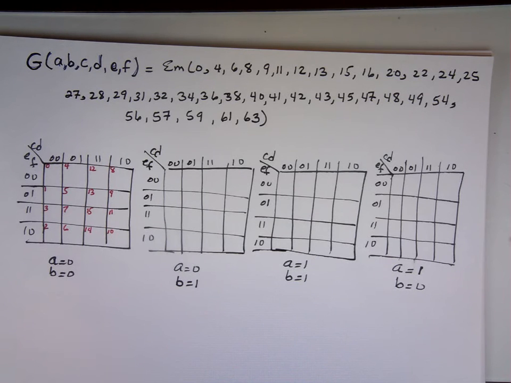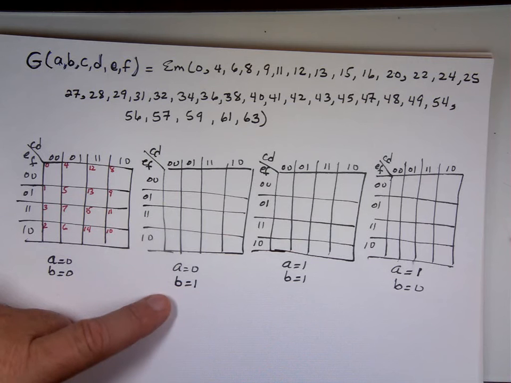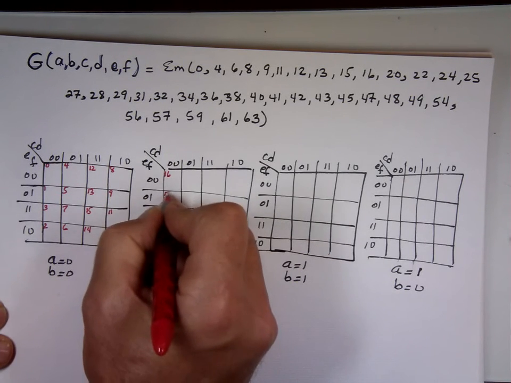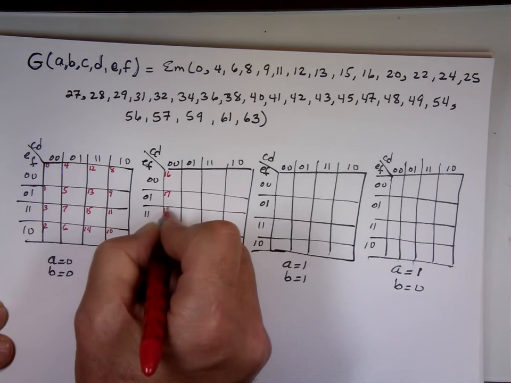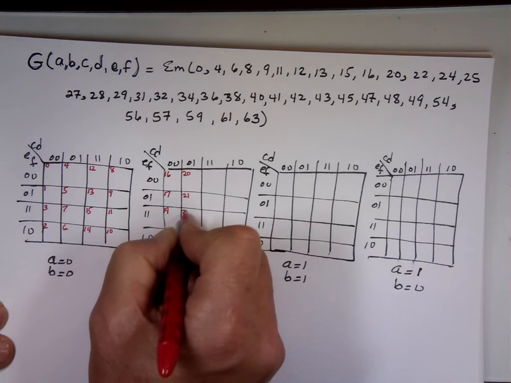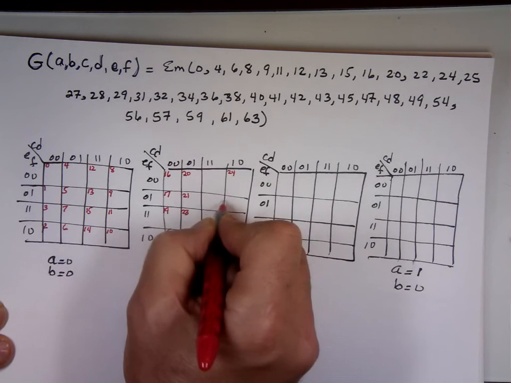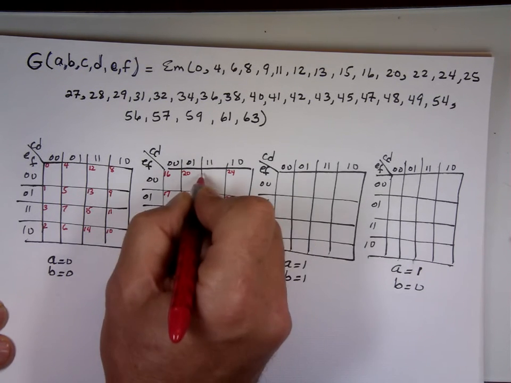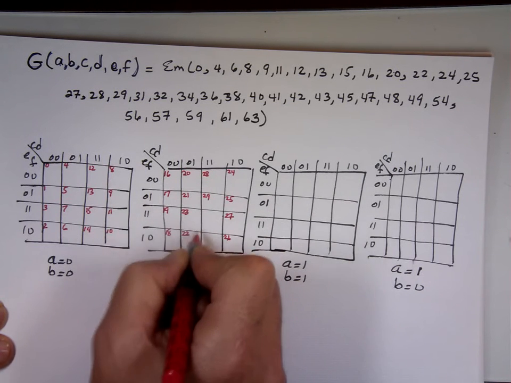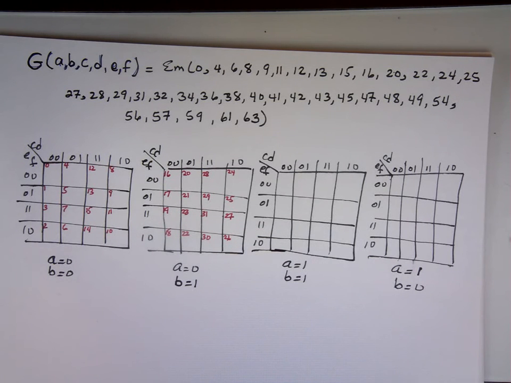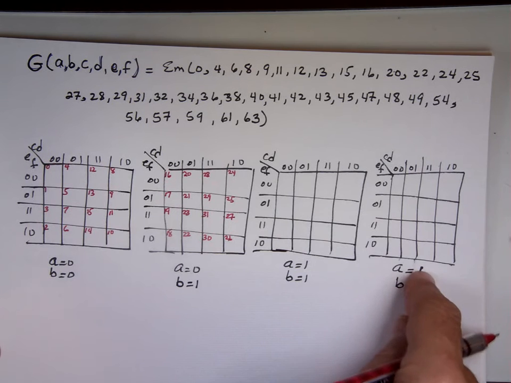This is A is 0, B is 1. That's the next 16. 16, 17, 18, 19, 20, 21, 22, 23, 24, 25, 26, 27, 28, 29, 30, 31. We're halfway through. I jump to that one. That's A is 1, B is 0. That's the next 16.